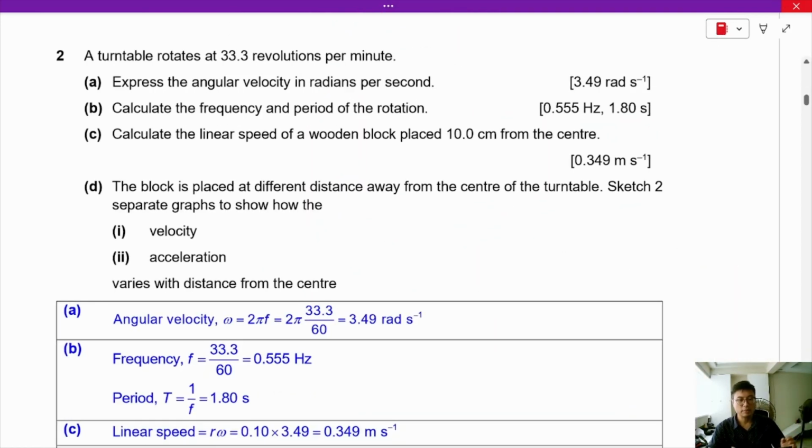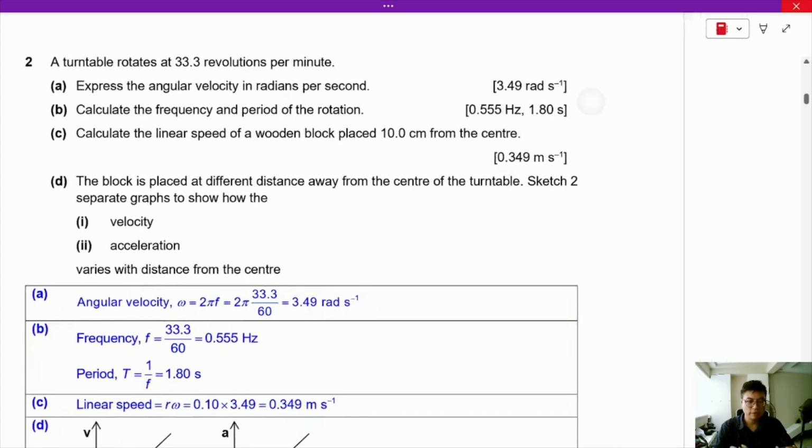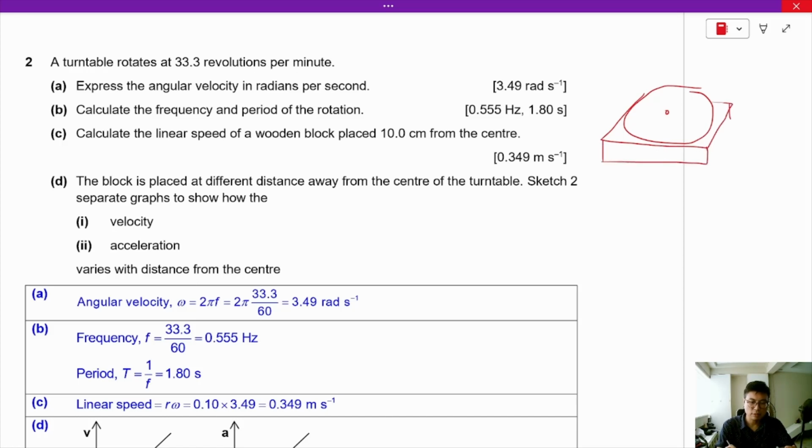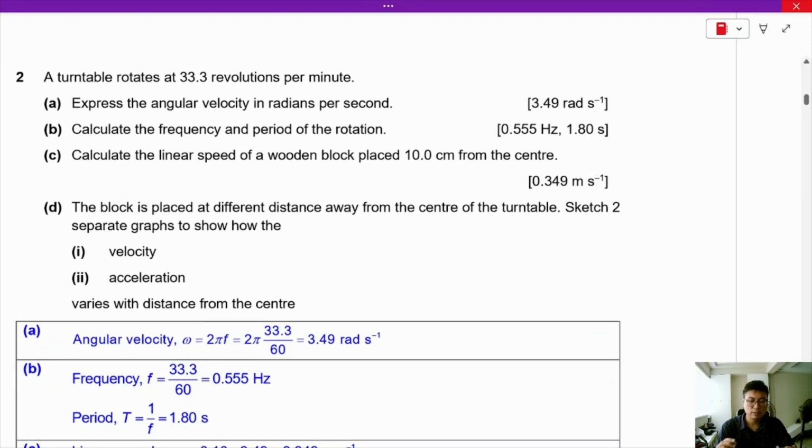Now let's take a look at question 2. A turntable rotates at 33.3 revolutions per minute. Okay, a turntable is basically an object with a motorized disc in the center. So very often it's used to play records. Okay, so this is a turntable. Right, so express the angular velocity in radians per second.